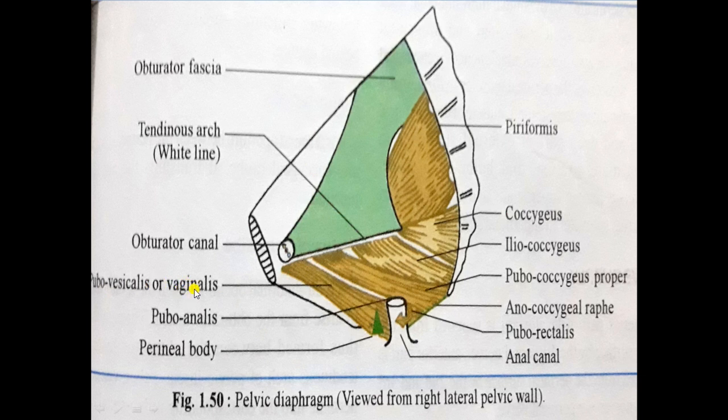And you see the pubovaginalis muscle, it helps in the contraction of the vagina. So that's why it is called the vaginalis constrictor muscle or vaginalis contractor muscle. When you see this vaginalis constrictor musculature, it causes narrowing of the lumen of the vagina, so that's why it helps in preventing the prolapse of the uterus.